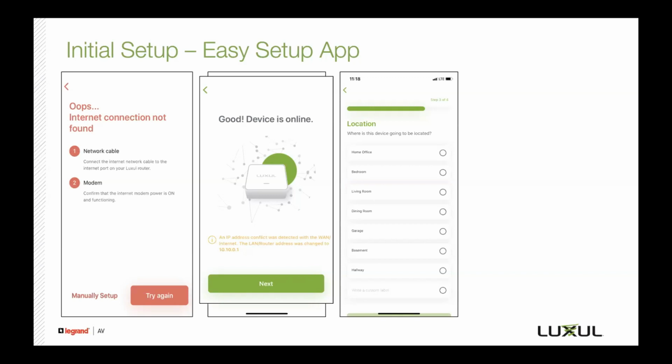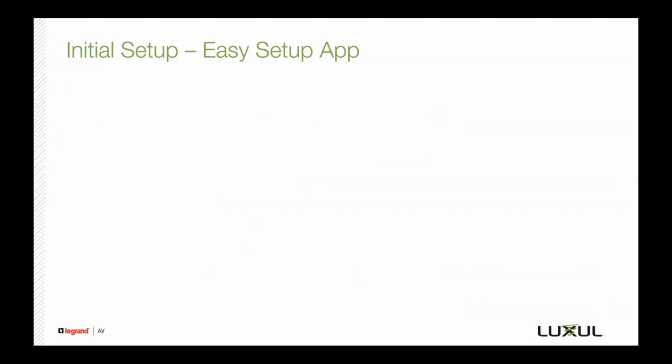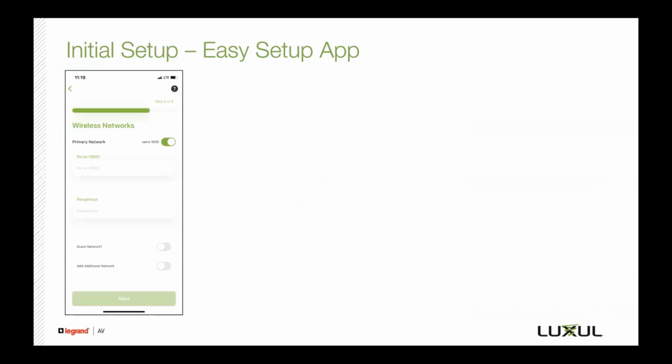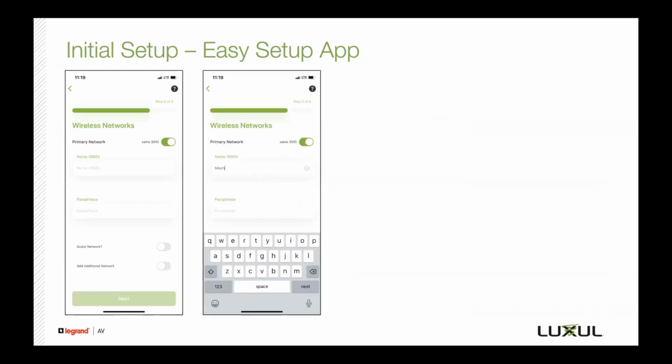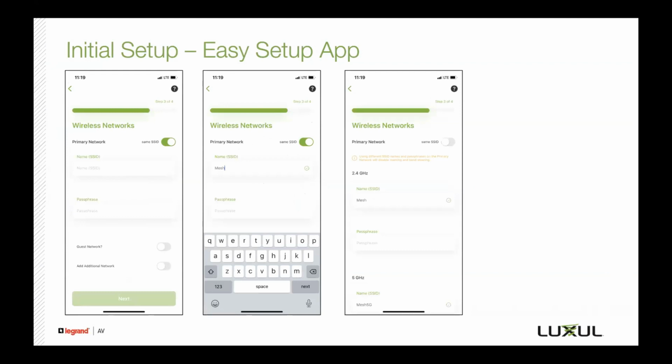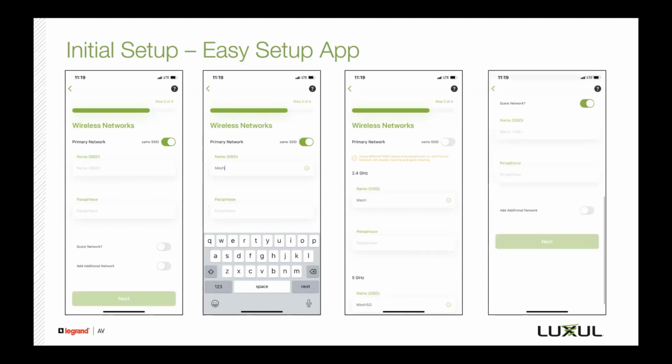Then it asks you to name the location of this particular node, and you can certainly choose from one of the preset options there, or you can click on the bottom and create whatever room you want. Once you do that, it then goes to the part where you set up the Wi-Fi networks. And of course, you want to set up your primary SSID and your password. You can add guest networks. You can add more SSIDs, and we'll talk about those in just a moment. We'll get to the separate SSIDs here in a second, but we do allow you to change them. You can, like I mentioned, set up a guest network if you want to.